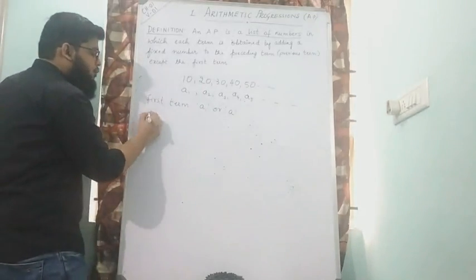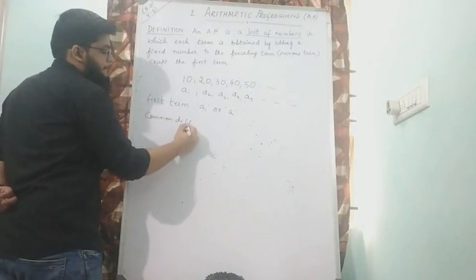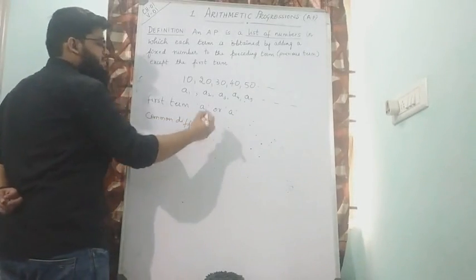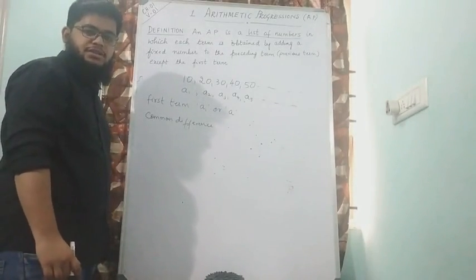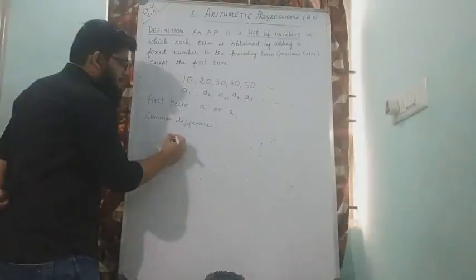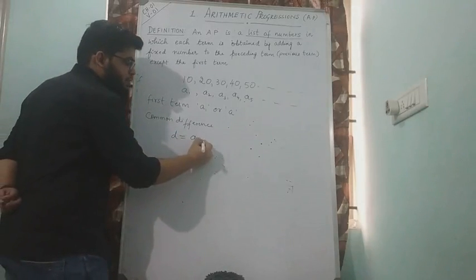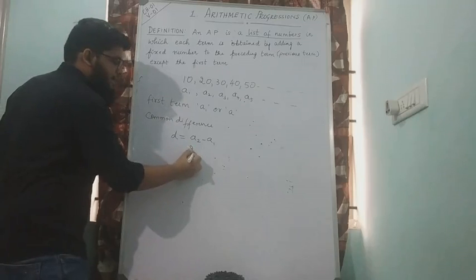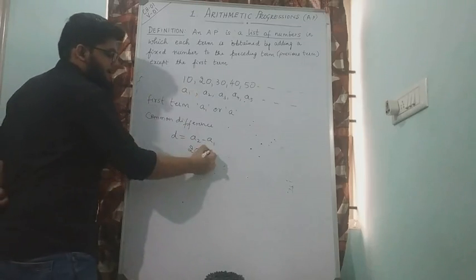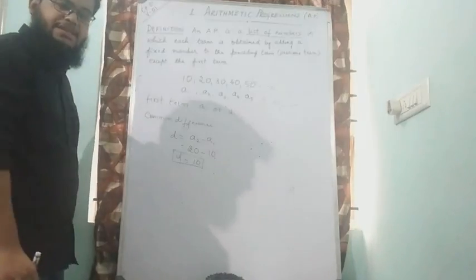Now we'll have to find out the common difference in the given AP. There's a very simple formula to find the common difference in any given AP. The formula is d, where d means common difference, equal to A2 minus A1. A2, the second term, is 20, minus A1, which is 10, and 20 minus 10 is 10. So the common difference in the given list of numbers for AP is 10.